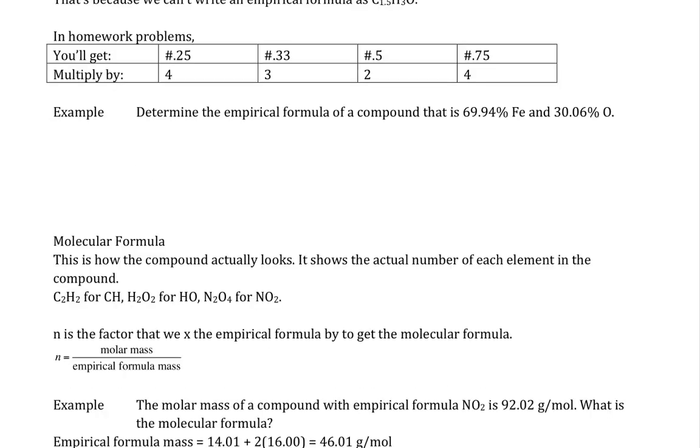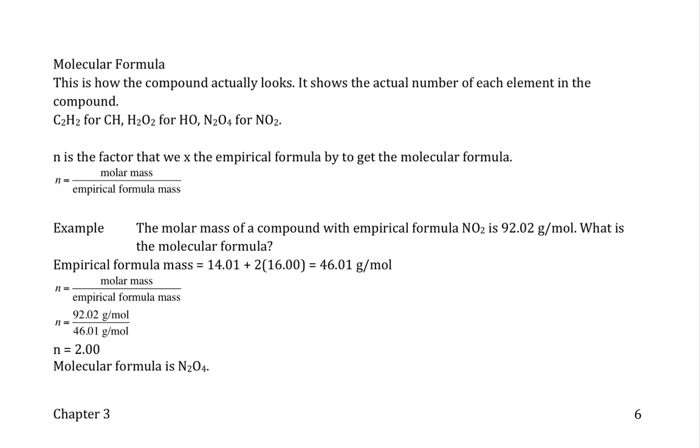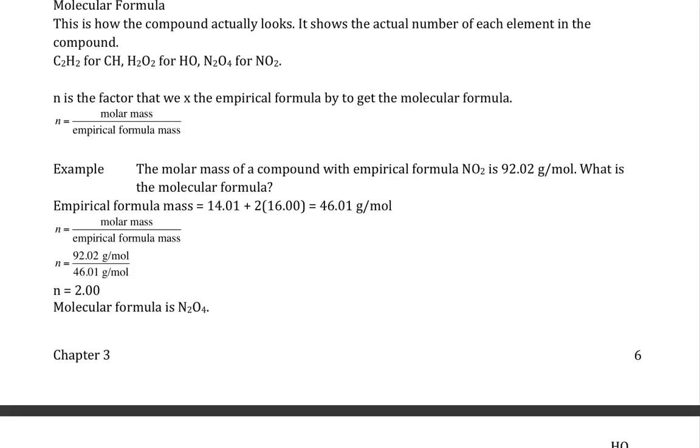So here's another one for you to work on. Determine the empirical formula of this iron and oxygen compound. Molecular formula. This is how the compound actually looks. It shows the actual number of each element in the compound. For example, C2H2 would be a molecular formula for CH. H2O2 would be a molecular formula for HO, and so on.